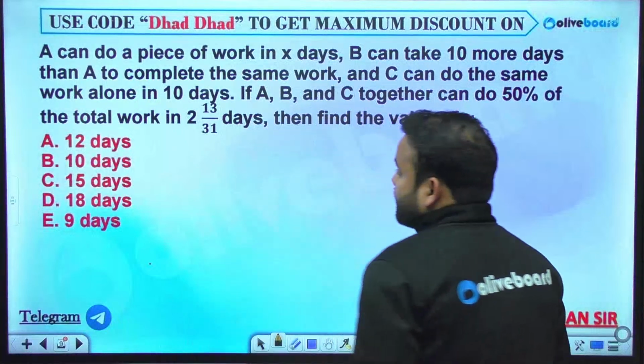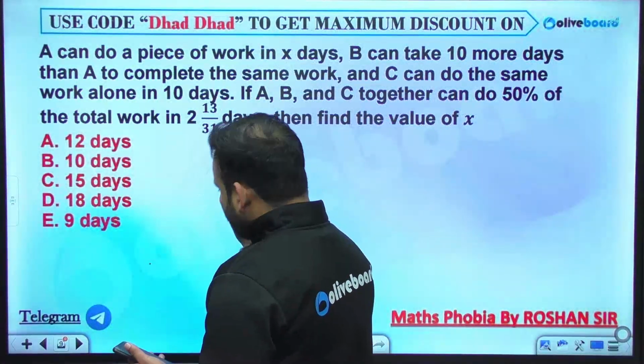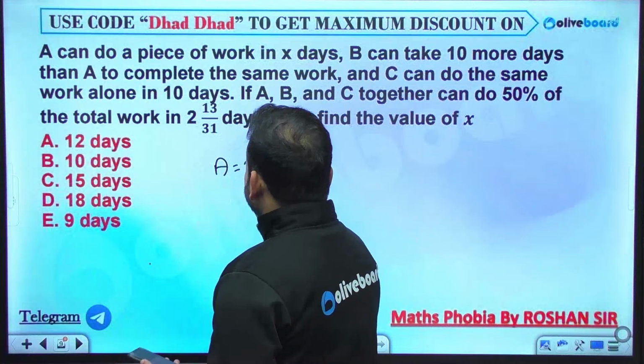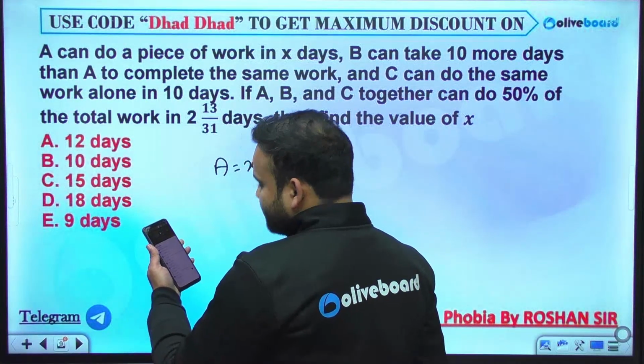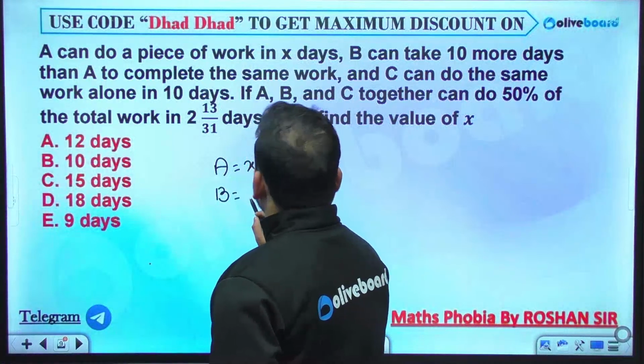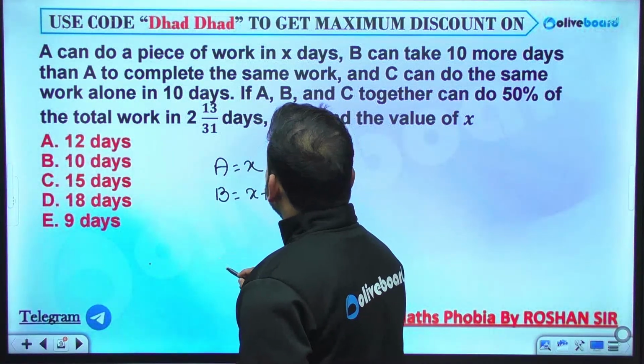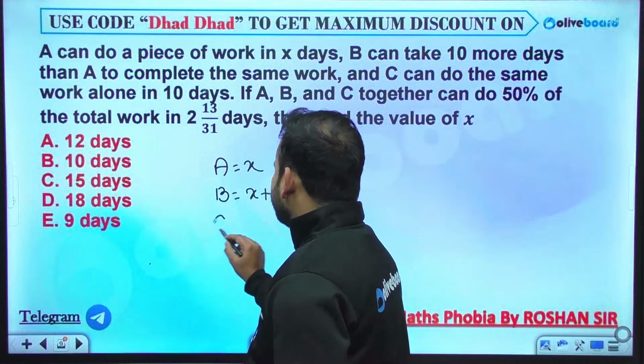Okay, A can do a piece of work in X days. So A is completing the entire work in X days, isn't it? Got the answer? Nobody has got the answer. B can do 10 more days. So B is taking X plus 10. C can do the same work. C is taking what, 10 days?